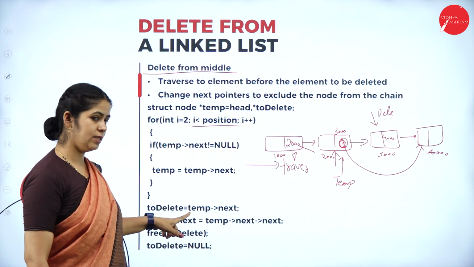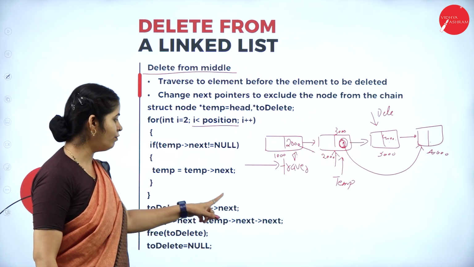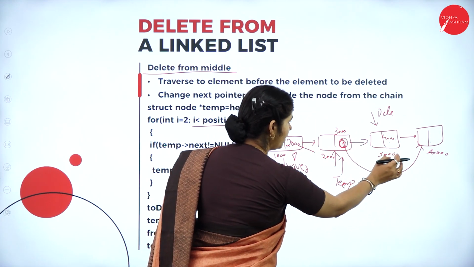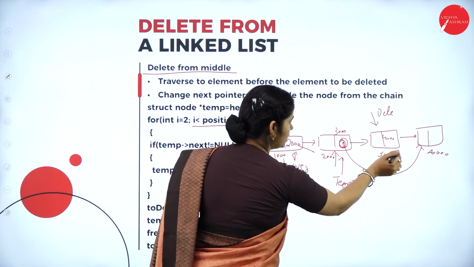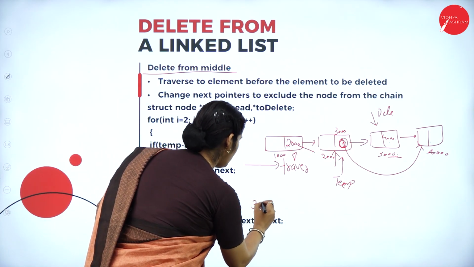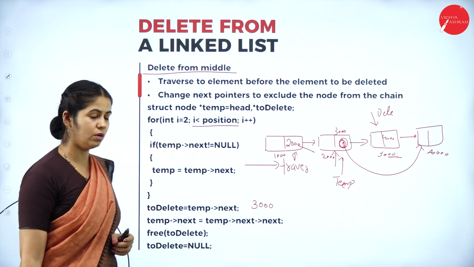Now what are we giving to to delete? Temp of next. What is this? This is temp. What is temp of next? Temp of next is this value, that is 3000. To delete will be given the value 3000, right?